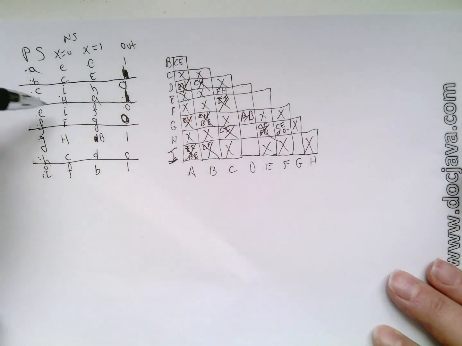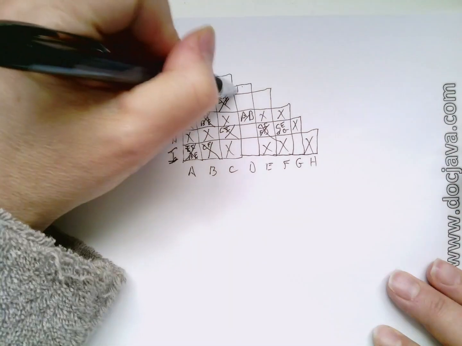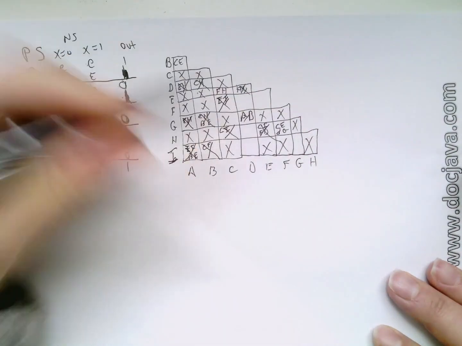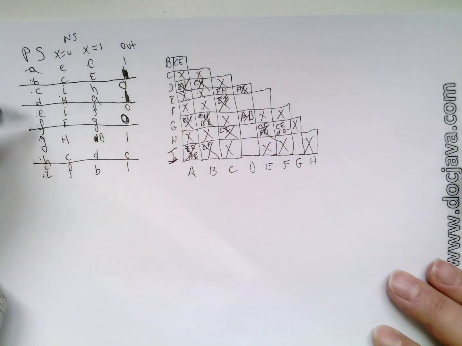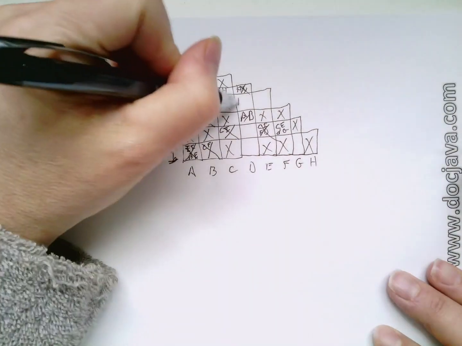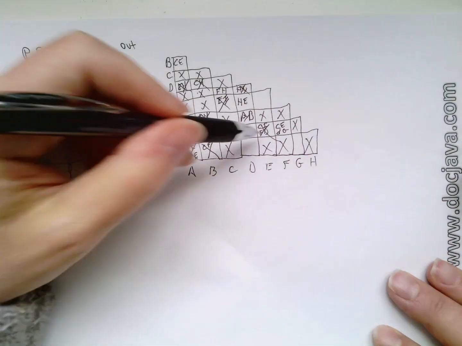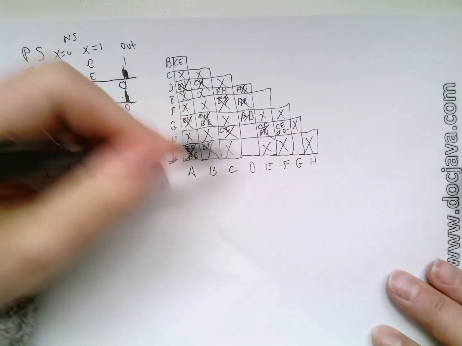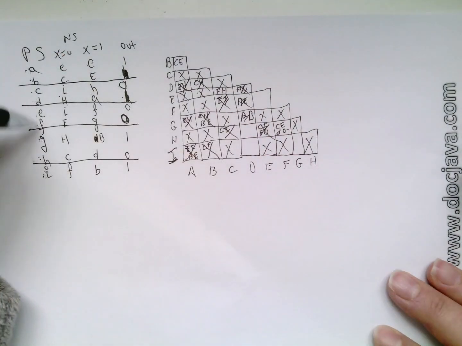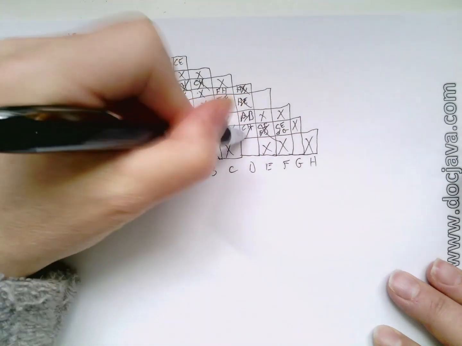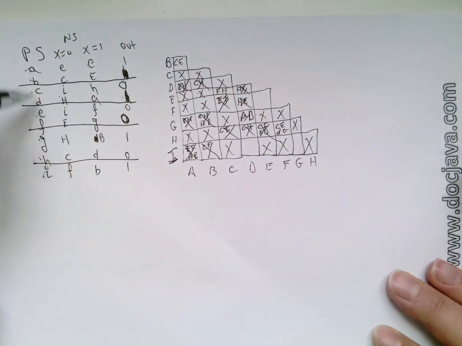Let's try DE. DE is HI. HI has an X, so that gets an X. DF. DF has HE. HE has an X, so this gets an X. How about DH? DH is CH. And CH has an X, so this gets an X. How about DI? DI is HF.